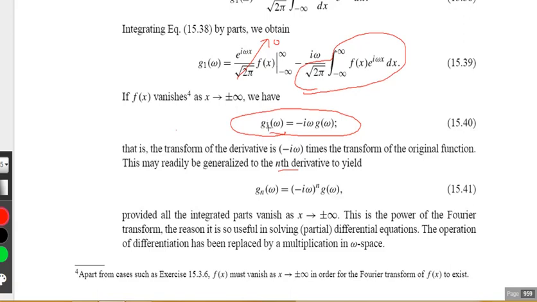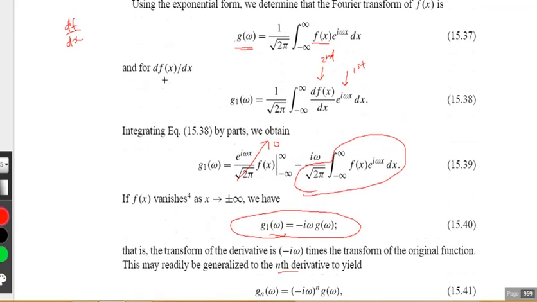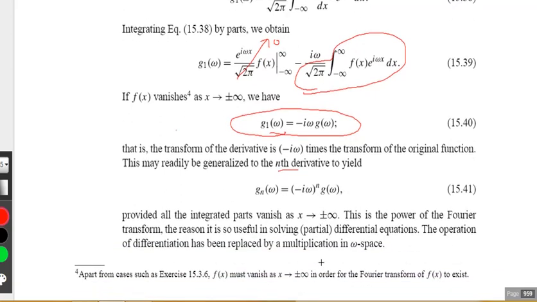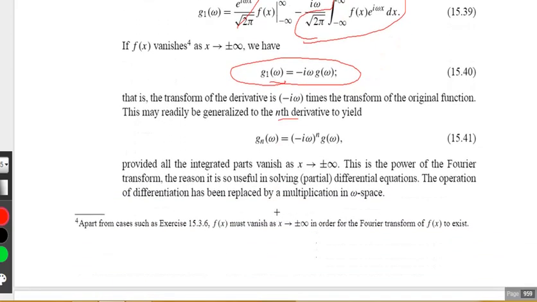Here g1 represents the Fourier transform of df by dx, the first derivative. Now the Fourier transform of the nth derivative will be equal to (minus i omega) raised to n g of omega, provided that all the integrated parts vanish as x goes to plus or minus infinity. And what is the advantage of doing this? The operation of differentiation has been replaced by a multiplication in omega space.